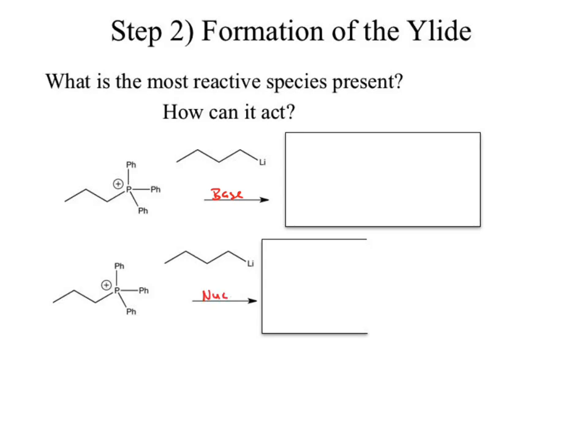If it acts as a nucleophile, what happens? Well, actually, first, we see butyllithium. We should immediately erase the lithium and put lone pair electrons down. Okay, why?